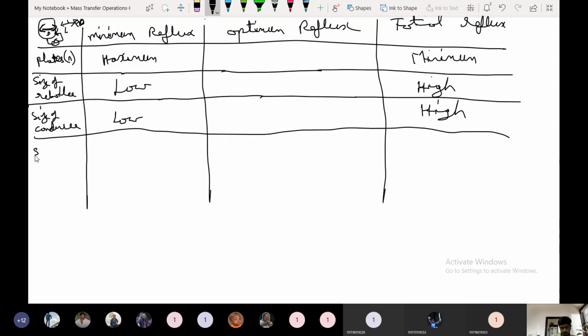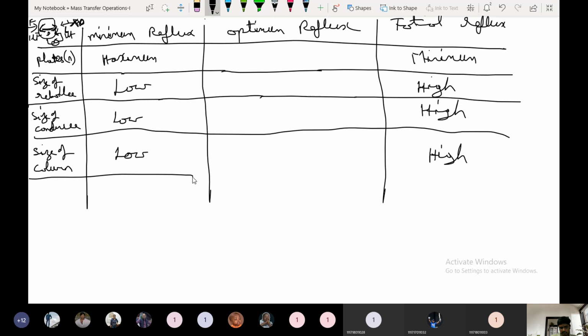Then what about the size of column, the size of the cylindrical shell? At minimum reflux, we have a product outside, so the minimum liquid we are giving inside, and the size of the column will be low. When you are giving everything inside together with the feed coming, for example the feed is 1 liter and the recycled liquid is also 1 liter, so 1 liter plus 1 liter becomes more. So the size of the column required will be very high at total reflux.